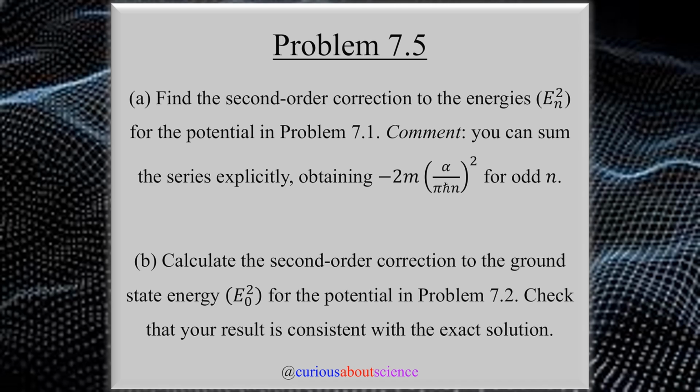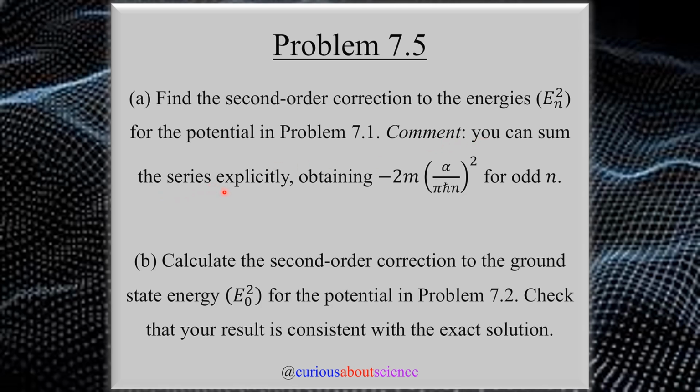From theory to practice, second order energy corrections in quantum mechanics. Part A. Find the second order correction to the energies En2 for the potential in problem 7.1. Recall the problem in 7.1 dealt with the infinite square well, so that should ring a bell with a delta or a bump. And a comment by the author.